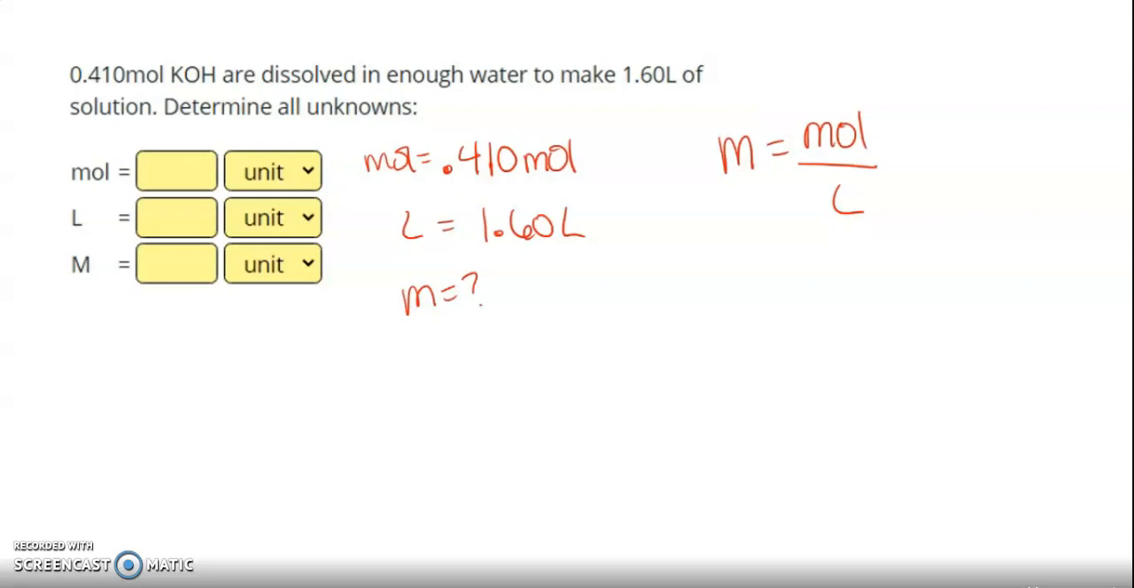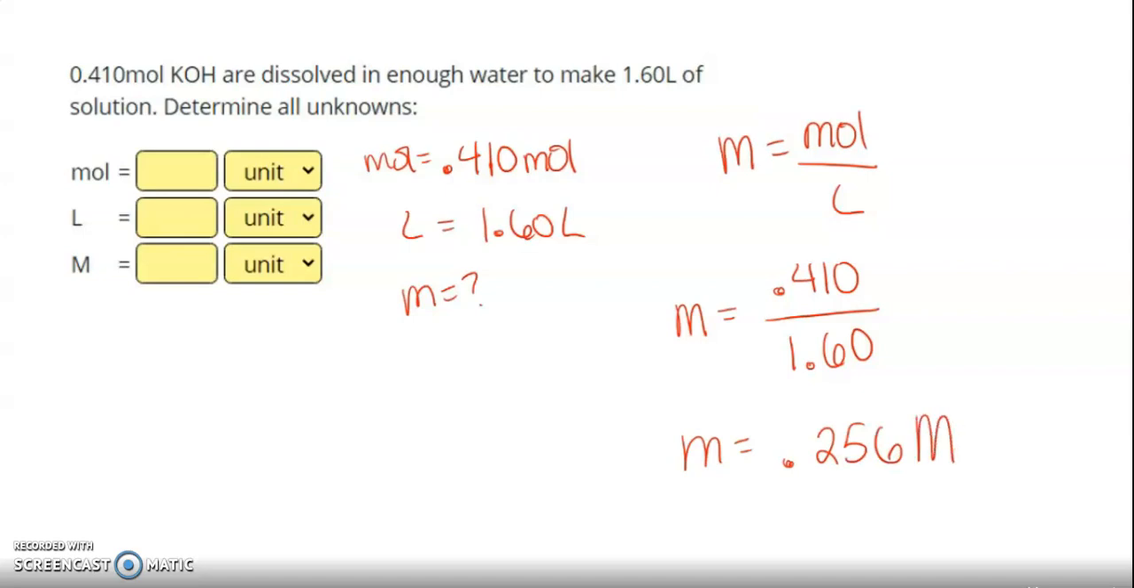So I plug in my givens and my unknowns. I leave M as M equals 0.410 divided by 1.60 liters. Punch that in your calculator, and you'll find that molarity is equal to 0.256 molar. The unit for molarity is capital M, molar. And so I can fill these numbers in here, and my units.